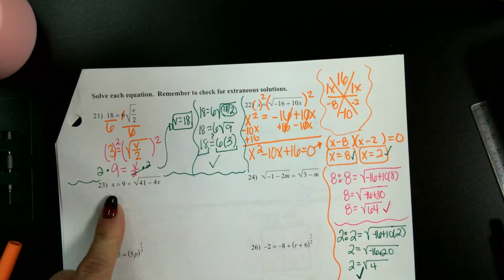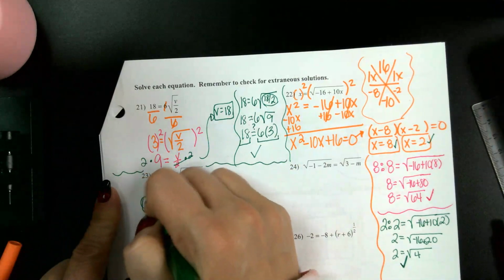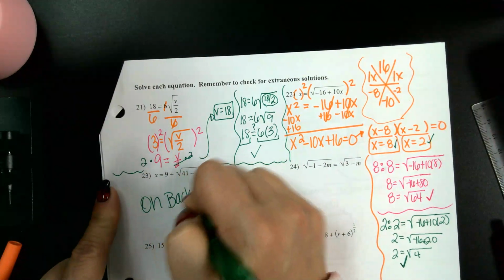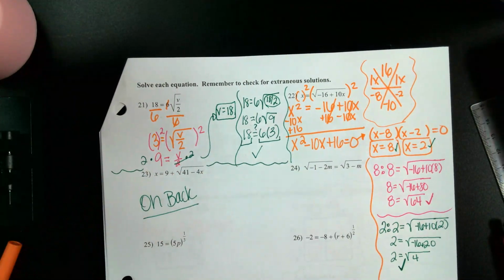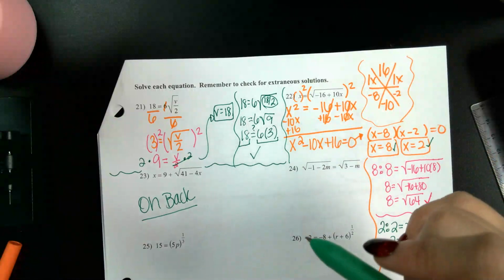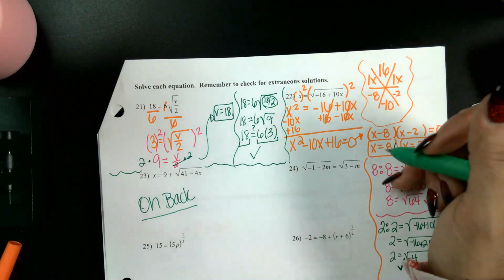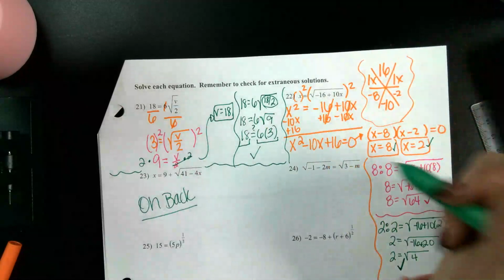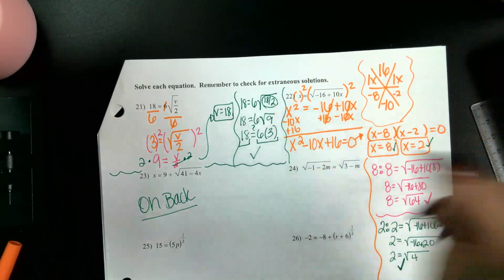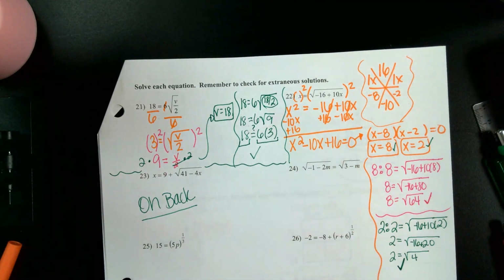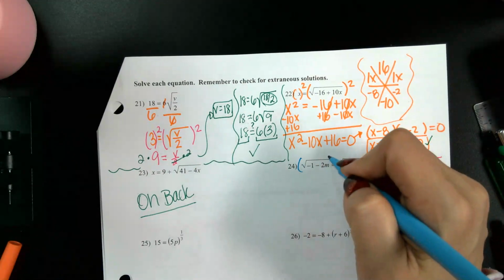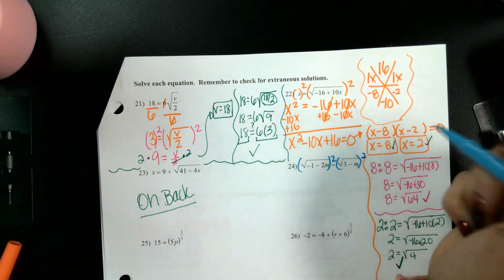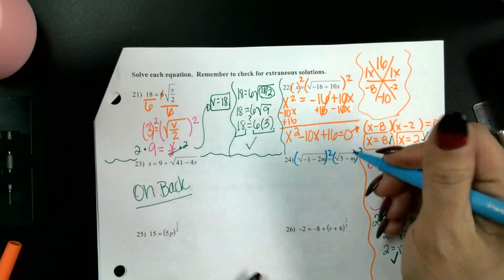This one, 23, I'm going to work that one out on the back, so I'll come back to that one. I just need more room than that. There's not enough room for 23. So I'll do 24 and then I'll go to the back and do 23. 24 isn't bad because if there's a radical on both sides, then we just simply start by squaring both sides, and all that does is get rid of the radicals.